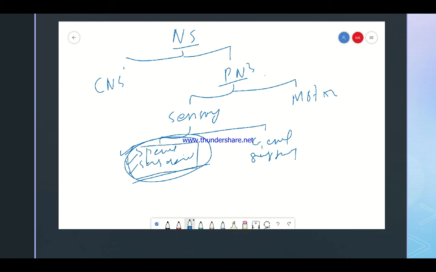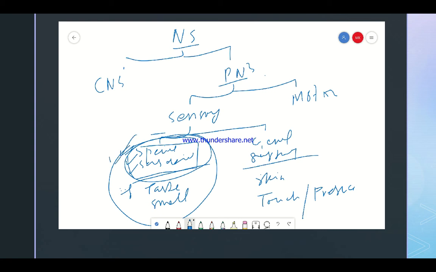Every other sensation, other than the special sensations, is a general sensation, which can be received from anywhere within the body, for example skin. And another example? Touch, pressure, etc. Now special sensations are finished here. General senses can further be divided into two categories.